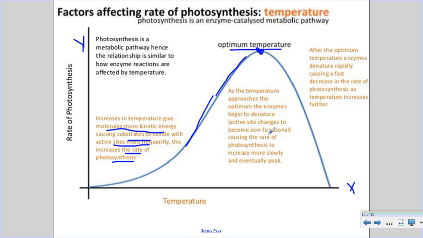And this will occur at an optimum temperature. So at some temperature, we will hit a peak. As the temperature approaches the optimum, the enzymes will begin to denature. So those enzymes involved in photosynthesis will begin to denature, causing the rate of photosynthesis to increase more slowly and eventually peak. And then after the optimum temperature, there is a very rapid drop in the rate of photosynthesis. Basically, above that optimum temperature, enzymes will denature a lot more rapidly, causing a fast decrease in the rate of photosynthesis.